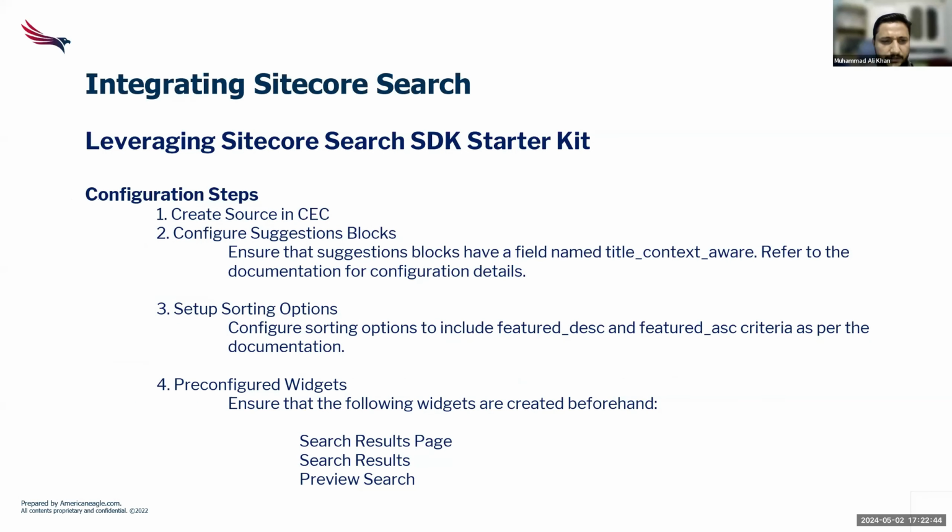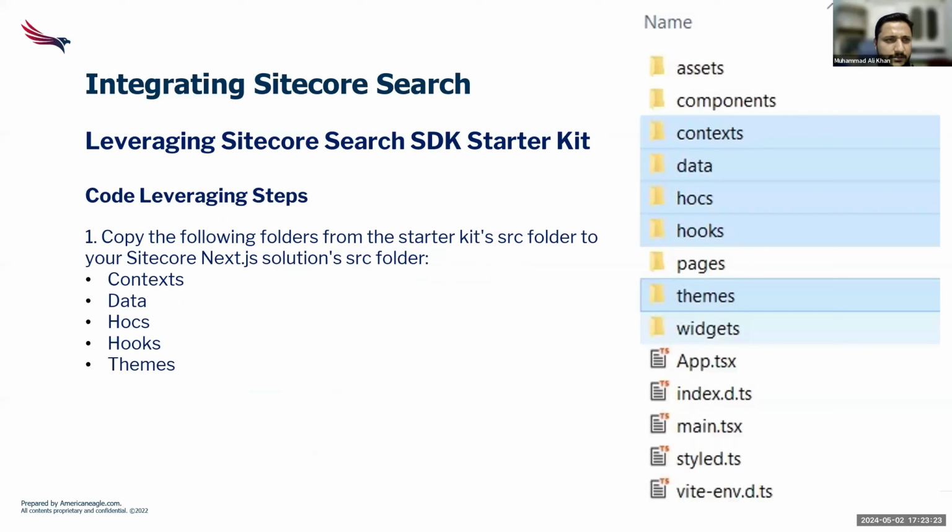So next thing is, I think I have mentioned, configure the suggestion block. This is used for generating suggestions when we type our query string in the search text box. We also need to configure sorting options and pre-configured widgets. These widgets, like search results page and preview search, are already configured when we get our Sitecore search environment.